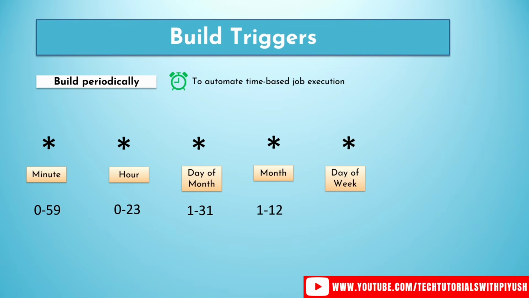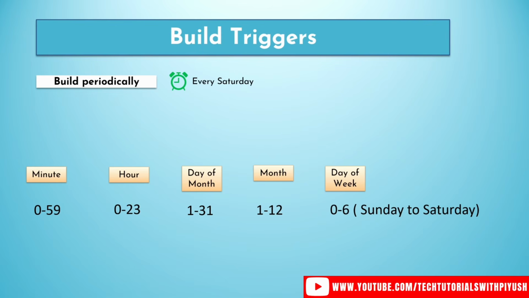And then day of week. This is from 0 to 6, and it starts with Sunday and ends on Saturday. So let's say you want to trigger a build on every Saturday. Every Saturday, the option that we have is day of the week. So we'll be updating this particular field over here, day of the week. And you see Saturday is 6, number 6.